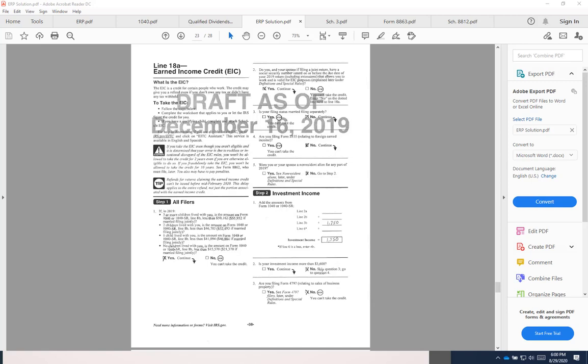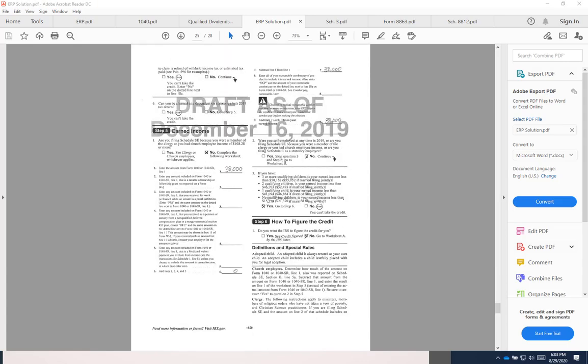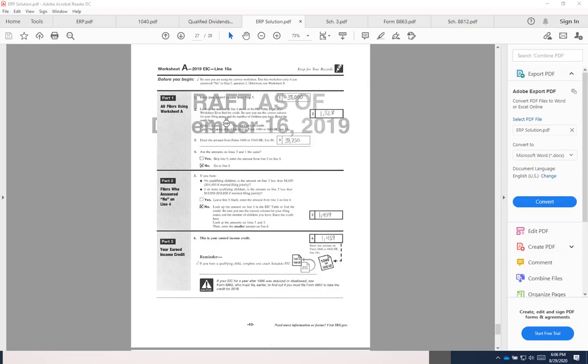Is there anything else in this problem? Are there any other credits? There is one more credit. That is the earned income credit. Go through this worksheet, steps 1 through 6, to see if the taxpayer qualifies for this earned income credit, which is meant to support low-income taxpayers. The result of step 6 for this problem will tell you to go to worksheet A. Worksheet A will help you determine your amount of earned income credit.